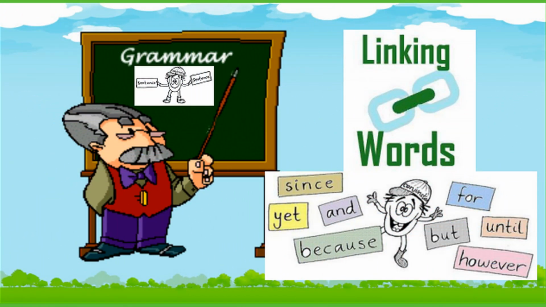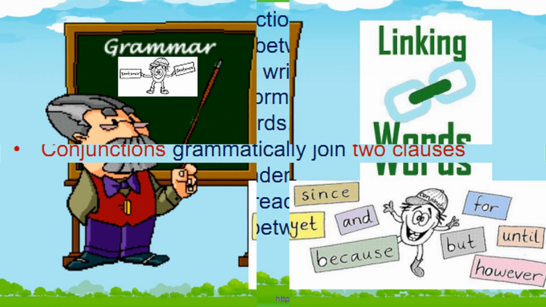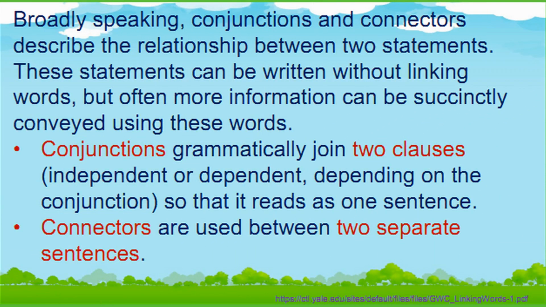Let's learn English grammar. Linking words. Broadly speaking, conjunctions and connectors describe the relationship between two statements. These statements can be written without linking words, but often more information can be succinctly conveyed using these words. Conjunctions grammatically join two clauses, independent or dependent, depending on the conjunction, so that it reads as one sentence. Connectors are used between two separate sentences.